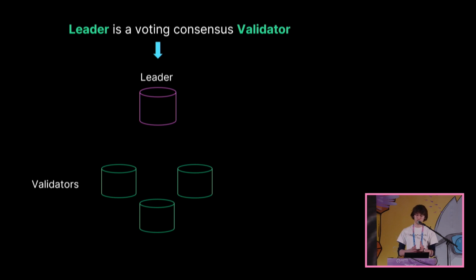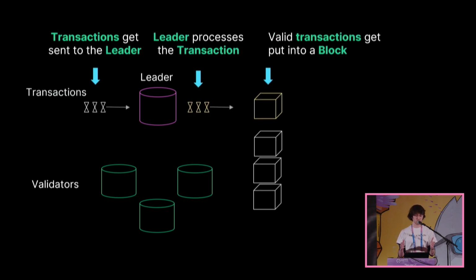So number one is that, like most proof-of-stake networks that you're probably familiar with, Solana elects a leader, a voting consensus validator, for processing transactions in a block. This leader receives all transactions. It then processes these transactions and packages them all into a block.